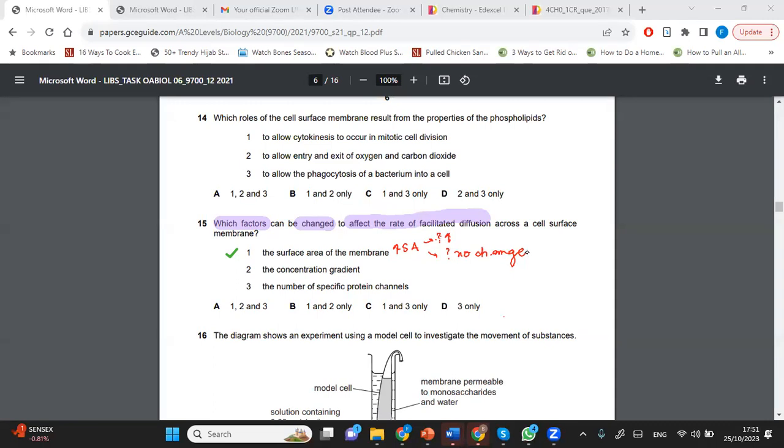What about concentration gradient? If you increase the concentration gradient, will that increase the diffusion or bring no change? It would also increase the rate of diffusion. Next, the number of specific protein channels. If you increase the number of protein channels, will that increase facilitated diffusion, or will there be less, or no change whatsoever?